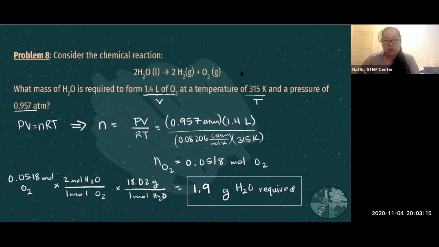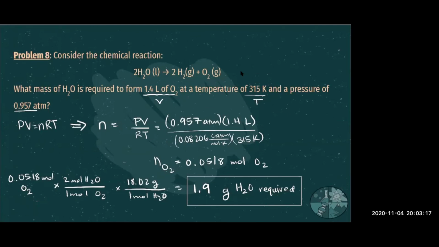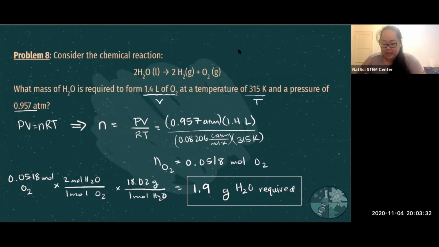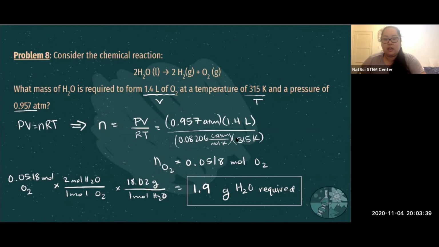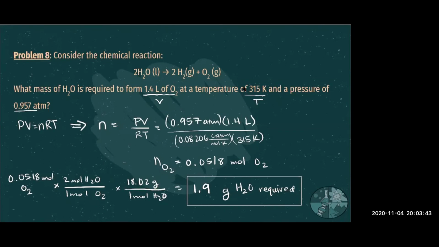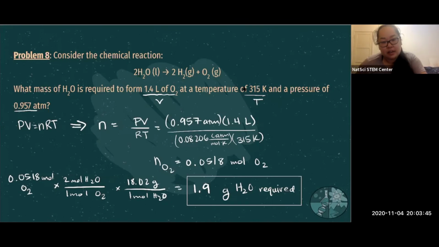0.0518. I have a question. Oh, it's moles. I accidentally divided it by 32, but it's already in moles. Okay, so never mind now. I get it. So then you just multiply it by the ratio, 2:1, then multiply it by the mass of H2O to get 1.9 grams of H2O is required. Any other questions, guys? This is the end.